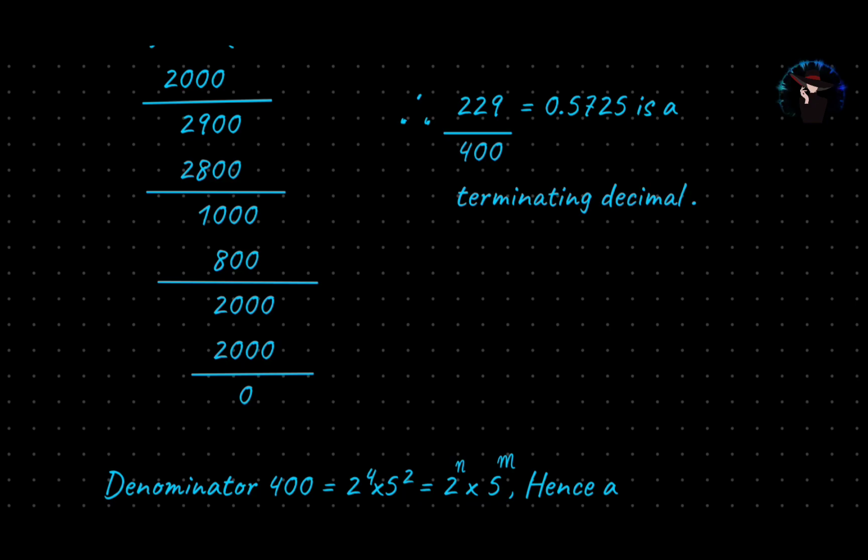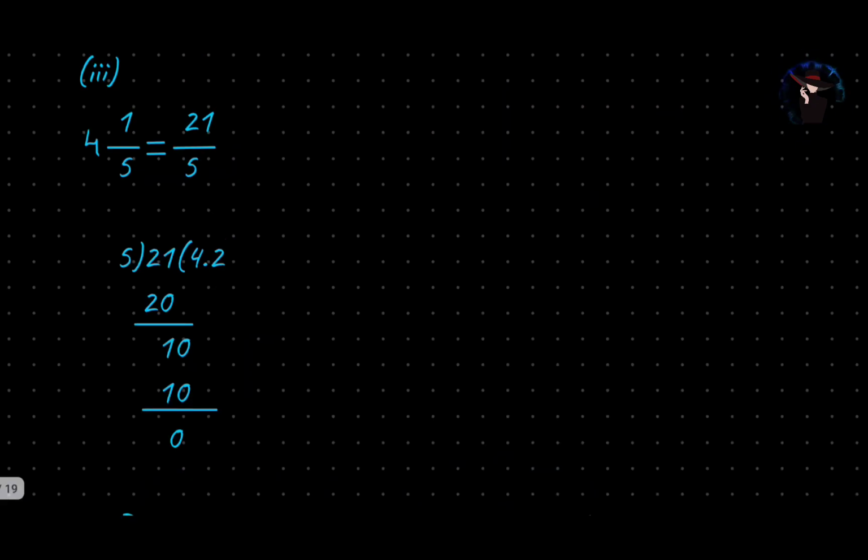Okay. Now, next question. Third one. We have a mixed fraction here in the third question, right? So first we need to convert the mixed fraction into an improper fraction. After that, we need to do the division form. So how are we going to do that? We have learned this in the previous classes, how we convert a mixed fraction. We need to multiply these two things. Then we need to add the result to the numerator. That is the method of converting a mixed fraction into an improper fraction.